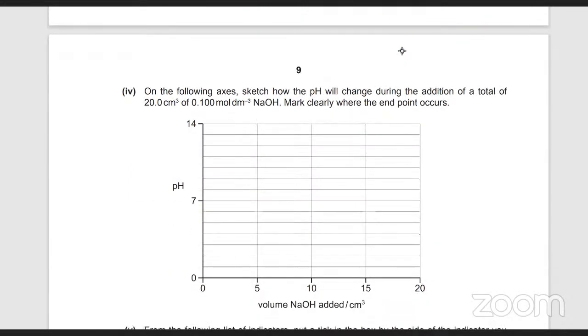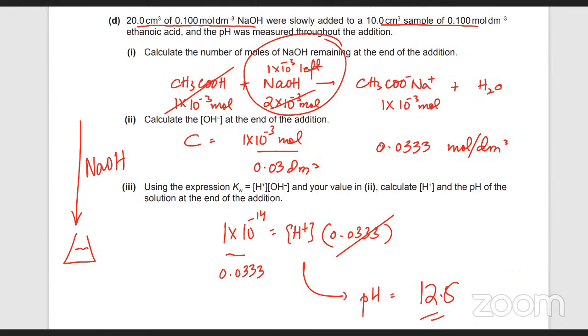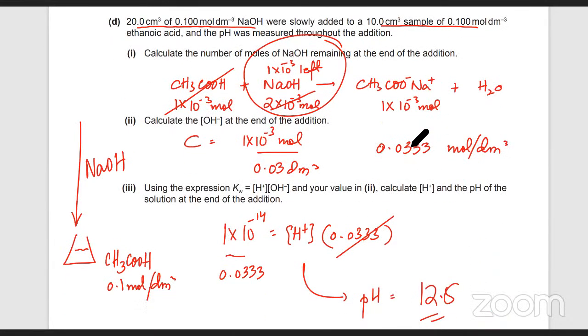And he's asking you to sketch a titration curve. So initially you were adding NaOH from the top and you're adding it to ethanoic acid. जो कि कितना था? That was 0.1 mole per dm cube ethanoic acid. जिसका pH हम निकाल चुके हैं. उसका pH हमने कितना निकाला था? 2.88. 0.1 mole per dm cube का. So your starting pH is 2.88. That's your starting pH.